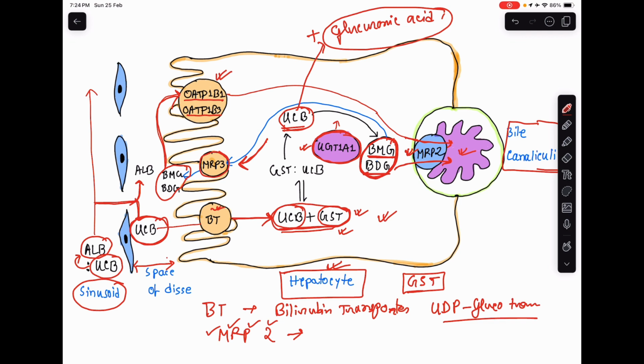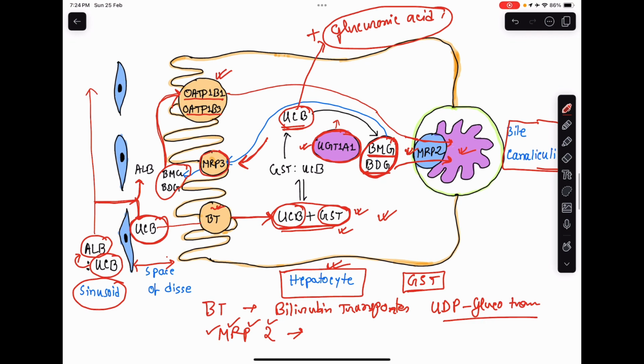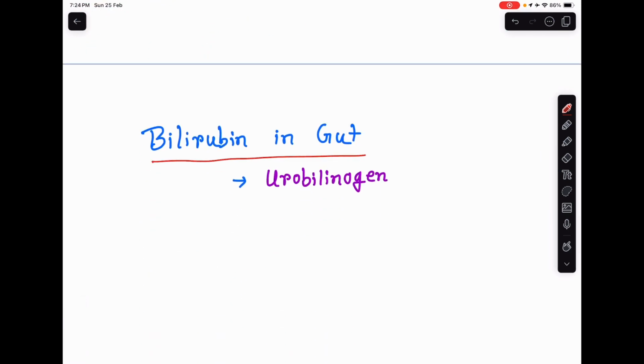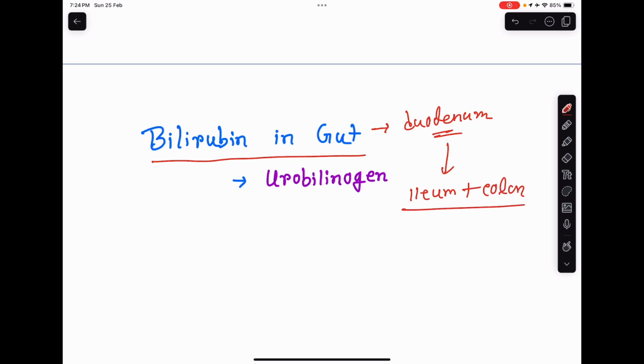Now, what happens in the bile canaliculi? Once the bilirubin conjugates reach the bile canaliculi, they are transported into the gut, that is, into the duodenum. Then they are transported through the proximal small bowel unchanged. They are not reabsorbed from the proximal small bowel, rather in the ileum and in the colon. What happens to the bilirubin?